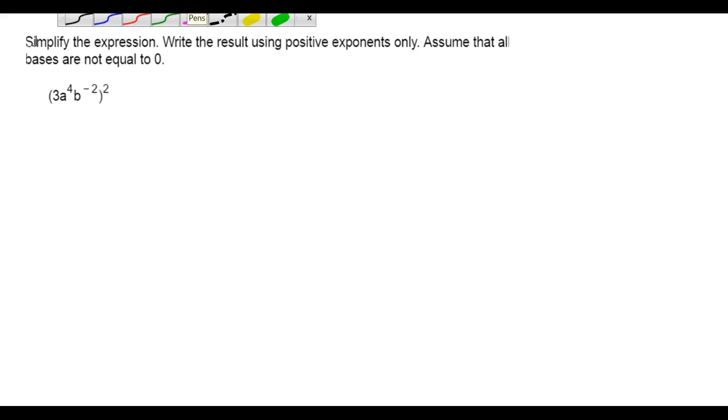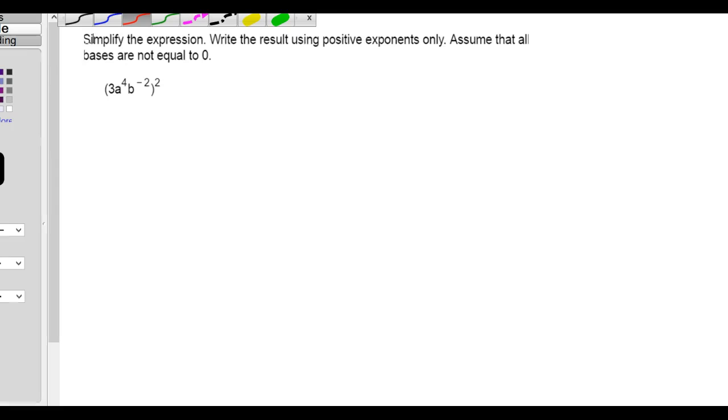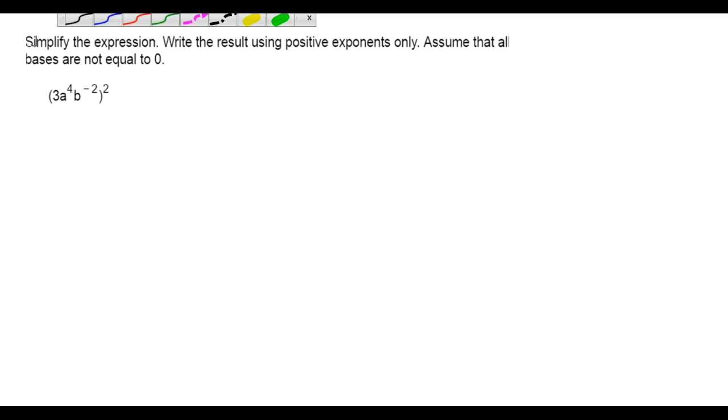Why does the negative sign go away? The negative sign goes away because, let me get this set up. When you divide by something, it's like you're multiplying by that thing to the negative power. So let me give you an example.